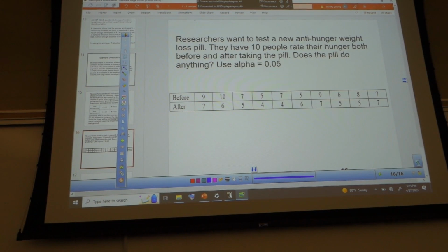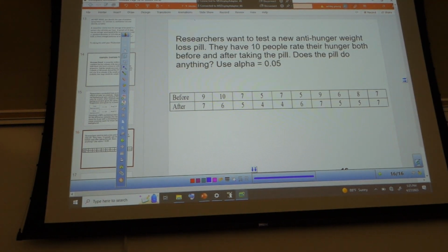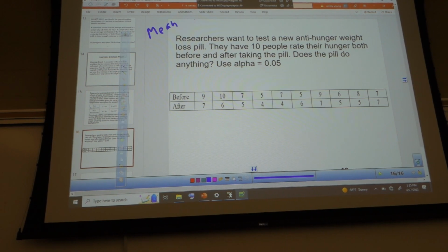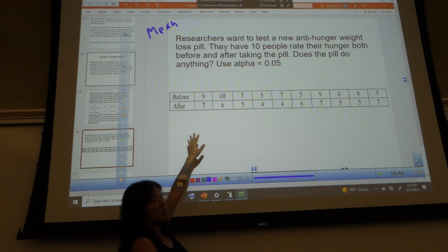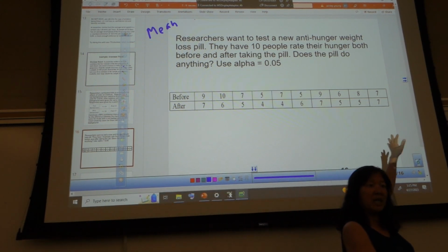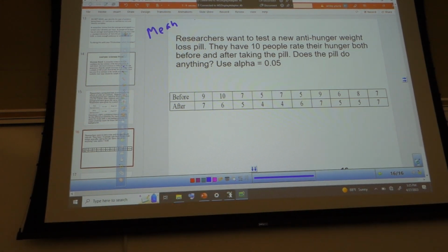All right, so is this one a mean or a proportion? Mean. How do you know it's a mean? Numbers, because my data is numbers. Right, so there is not the words mean or average or standard deviation in there, but this is the mean in disguise. My data, there's my data, it's in numbers.